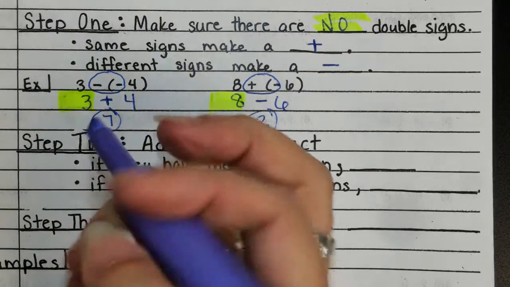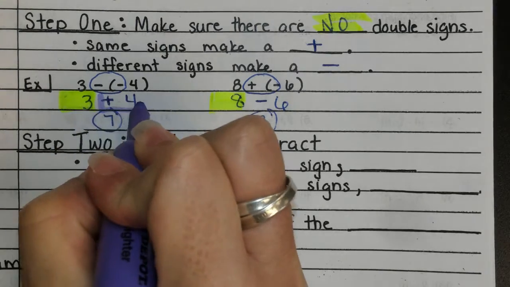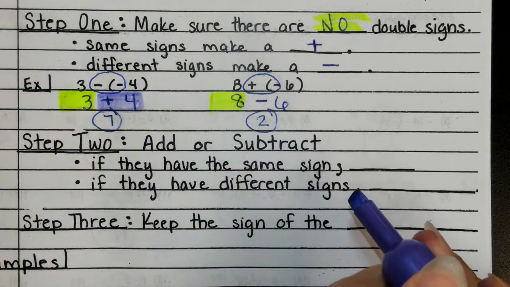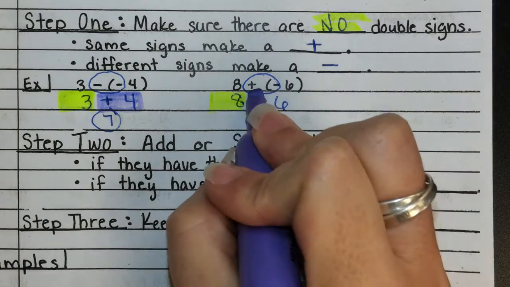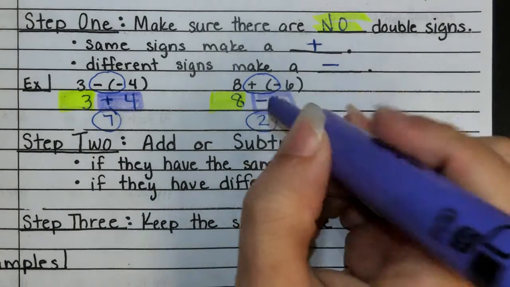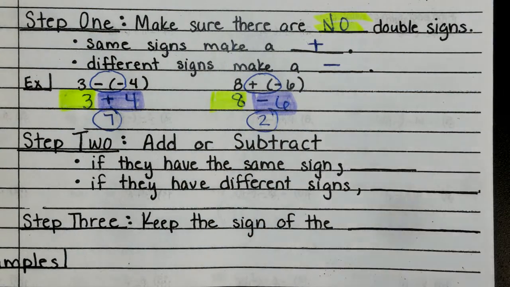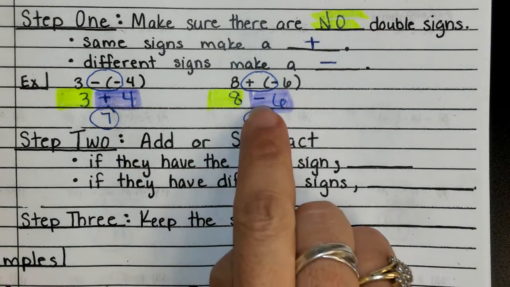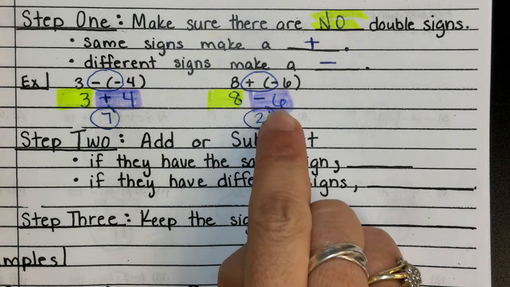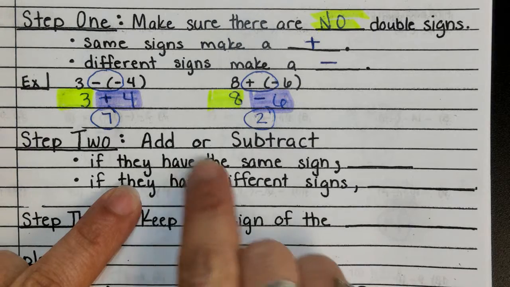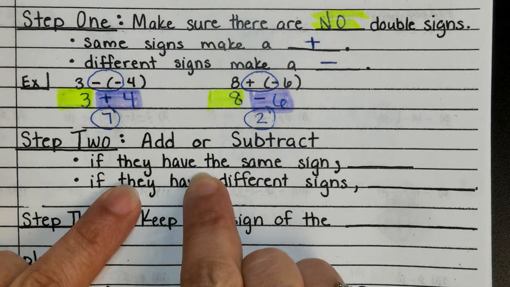Okay. Look at this one. This plus goes with that 4. So is it a positive 4 or a negative? Positive. Now look at the 6. That sign goes with the 6. So it is a negative. Now the reason I'm talking about that is, whatever's in front of it goes with that number. The reason we have to look at this is going into these two rules.